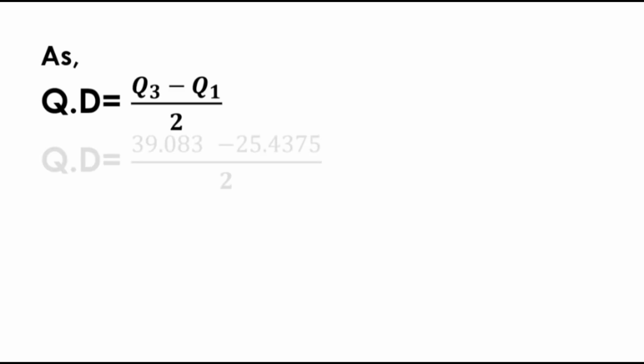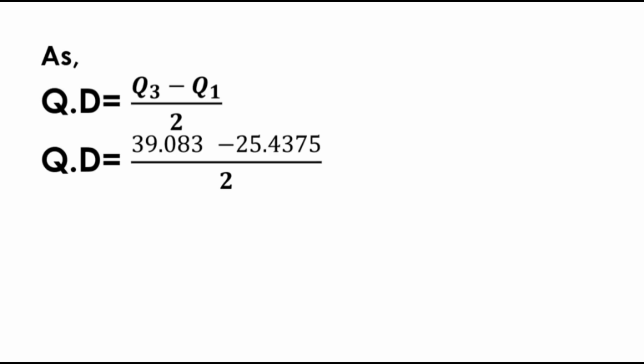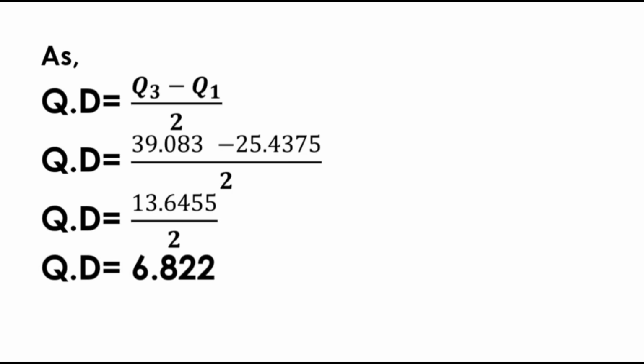So it will be 39.083 minus 25.4375 divided by 2. It will be 13.6455 divided by 2. So the value of quartile deviation equals 6.822.